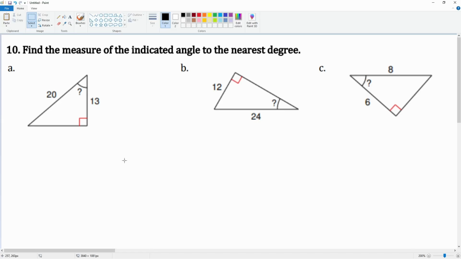Here we have number 10. You're going to find the measurement of the indicated angle. And again, you're still going to use the same thing. You're still going to use your trig ratio of SOHCAHTOA. Okay? The process still is always the same.